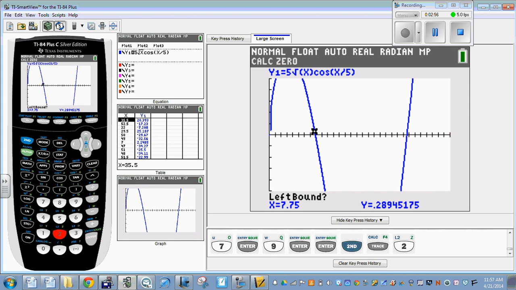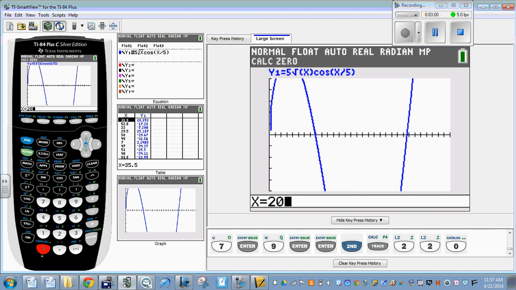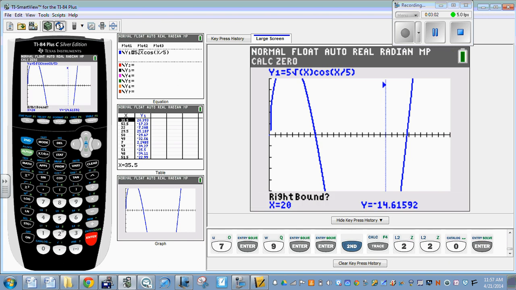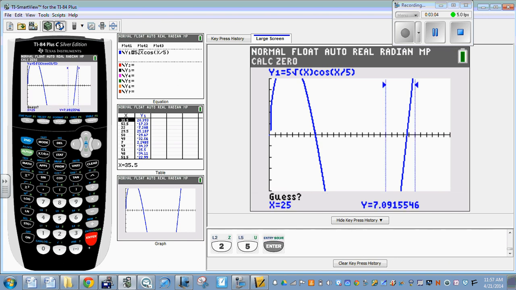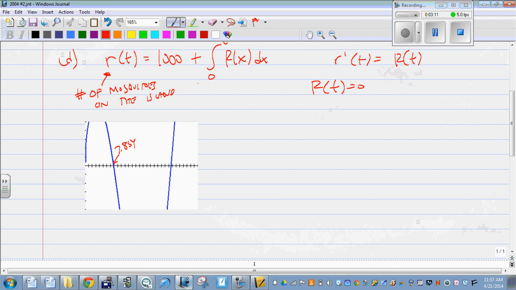And we can find the other one: second trace, 0. For our left point over here, I'm just going to put in 20, and the right point, 25, is to the right of that. Enter one more time. We get 23.562. So this is where the derivative of our original function is 0, where the rate is 0.